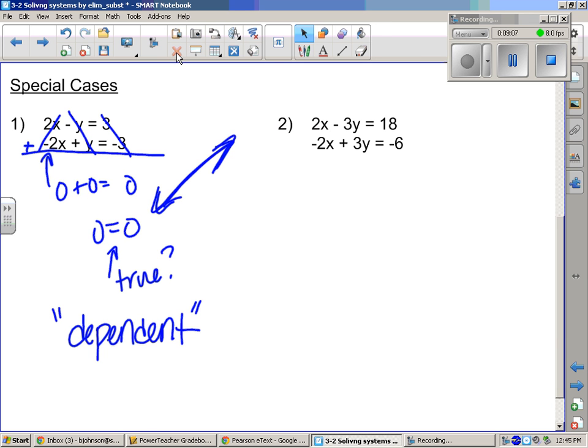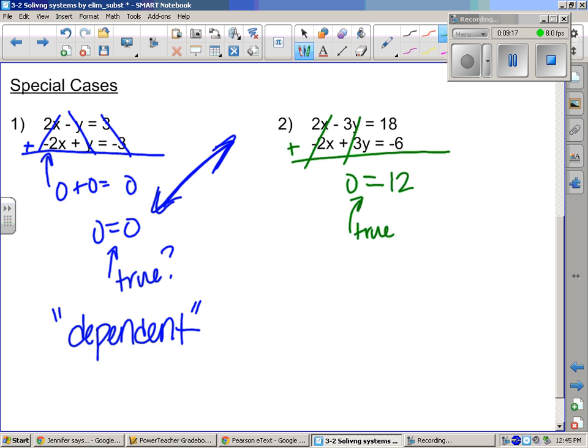There is one other possibility. So I'm going to do elimination again, add these. This cancels, I get my 0. But when we do the other side, I get 12. When I go to ask myself, is it true? No way. All right, if the answer is no, then you would have no solution. Remember, we called that an inconsistent system.